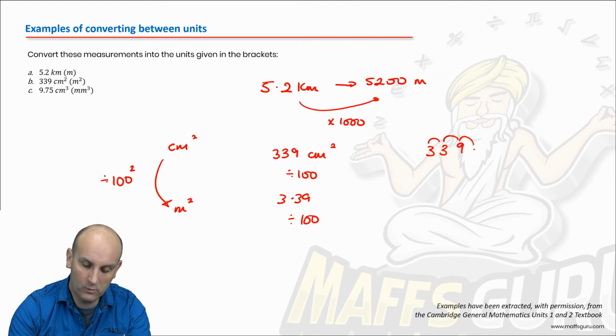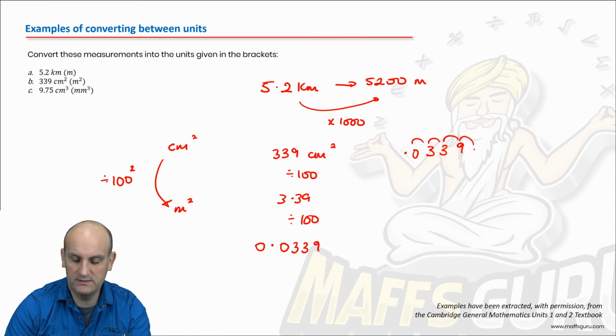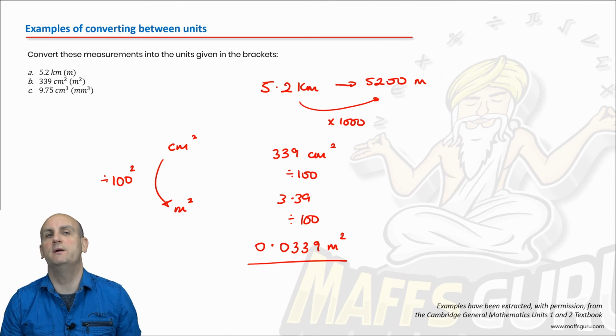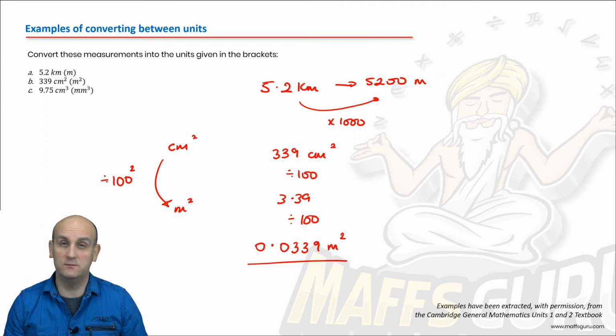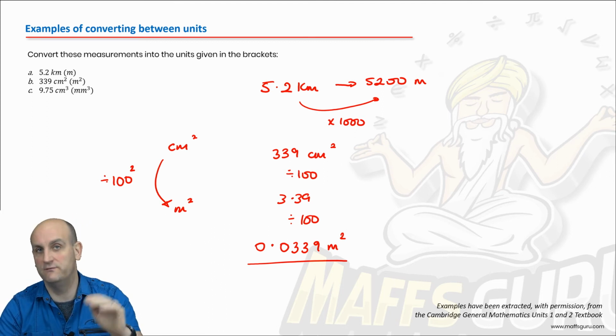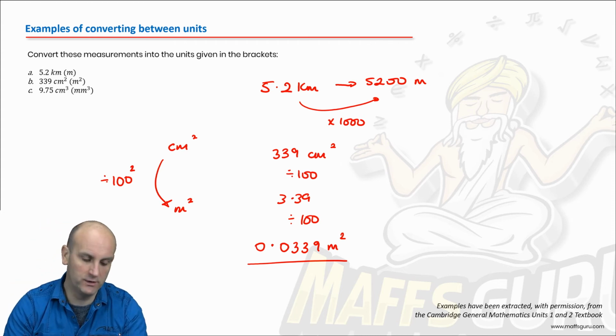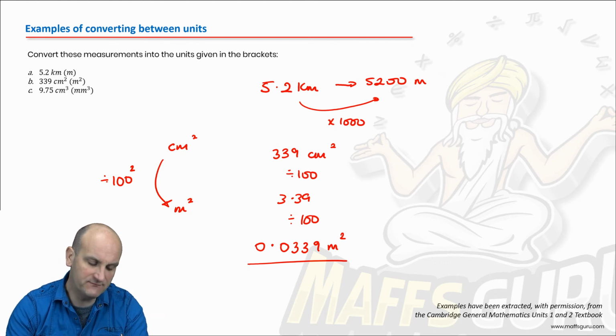And again, bounce it 2 places. There's my decimal point. There's a 0. So I get 0.0339. And I have to put the 0 in front there. And that now is in meters squared. Again, possibly easier to do with your calculator, but I'm showing you it by hand to make it easy. But otherwise, I would just put into my calculator 339 divided by 100, divide by 100, hit enter, and it's done for you.